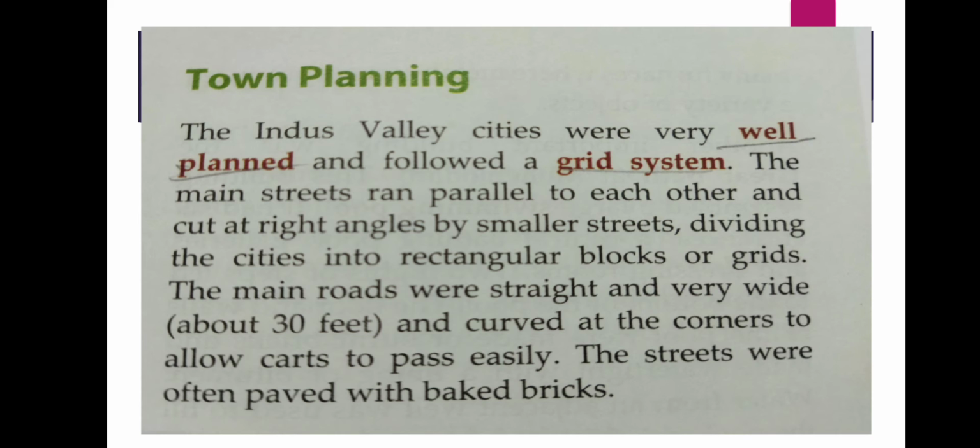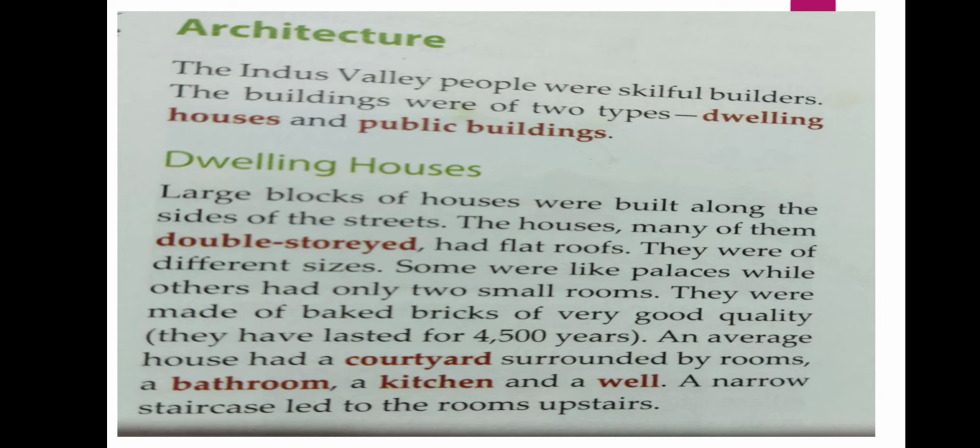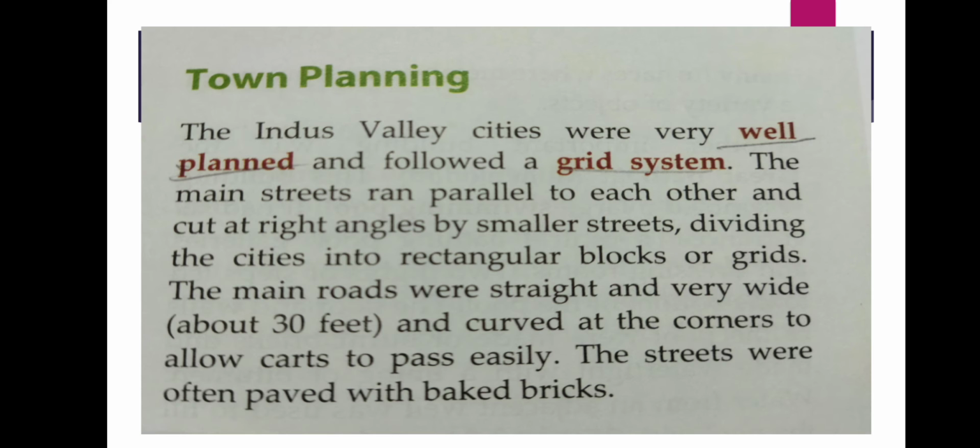And the next one is town planning. Can you see this one, town planning? The Indus Valley cities were very well planned and followed a grid system. The main streets ran parallel to each other and were cut at right angles by smaller streets, dividing the cities into rectangular blocks or grids. The main roads were straight and very wide, about 30 feet, and curved at the corners.